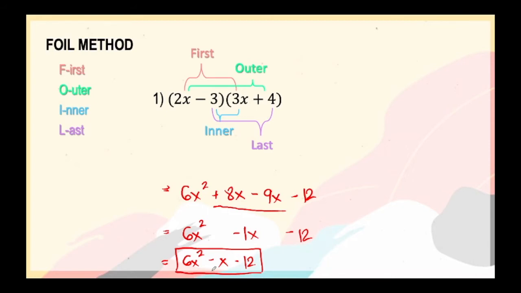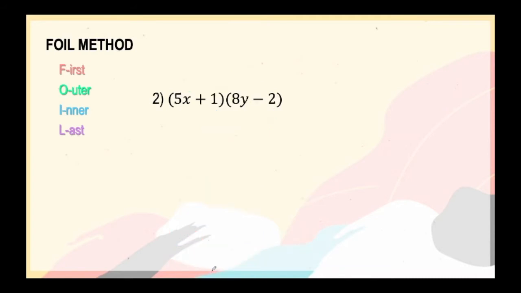Let us have another example. Let's say we are to multiply the quantity of 5x plus 1 and the quantity of 8y minus 2. Start with the first terms, and these are positive 5x and positive 8y, which when multiplied together is 40xy. O is for outer, and the outer terms here are positive 5x and negative 2. When multiplied together, it would give us negative 10x.